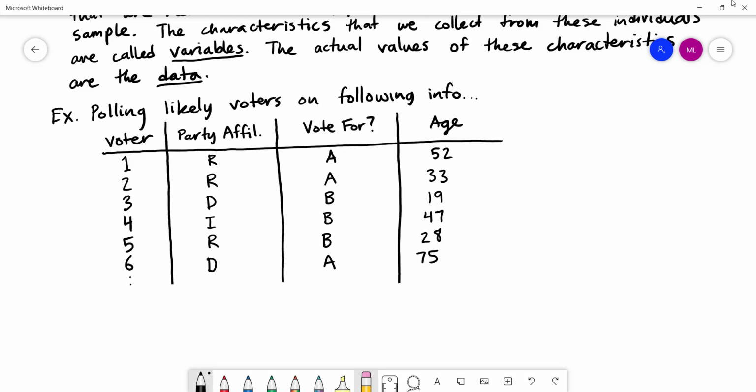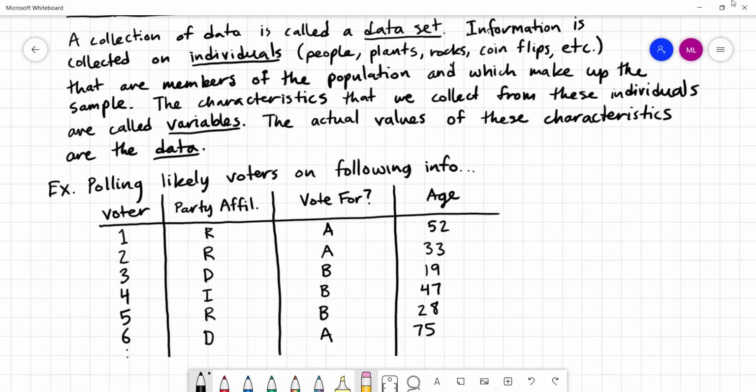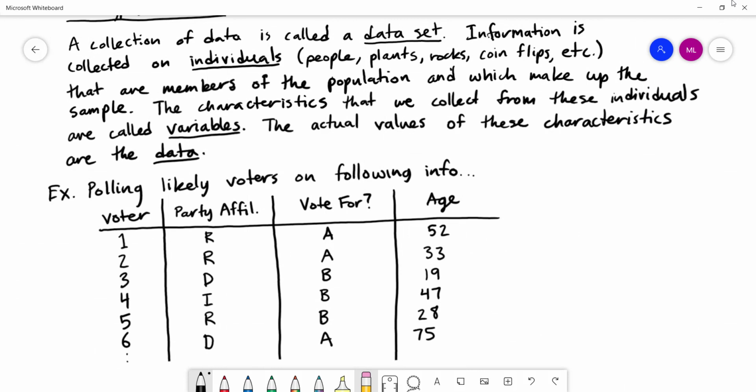In the context of this poll, I want to figure out what all of these definitions are. So, as we go through this thing, I want to start off with the individuals. The individuals are in this case, people, the voters that we're studying. So that is this category over here. These are our individuals. So our individuals are the voters. The characteristics that we're collecting information about are their party affiliation, who they plan to vote for, and their age.